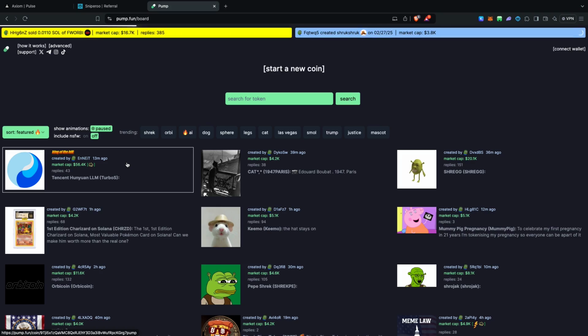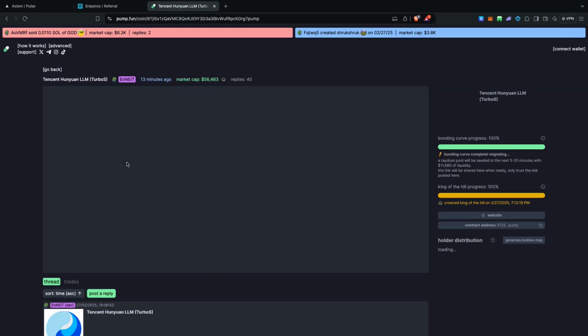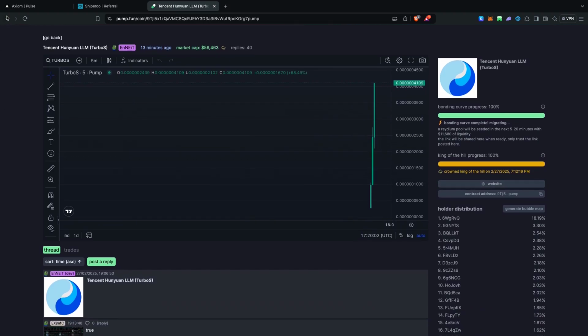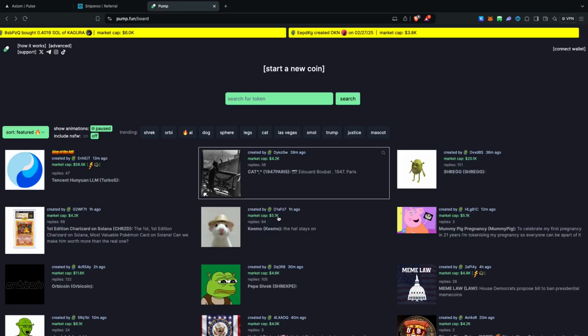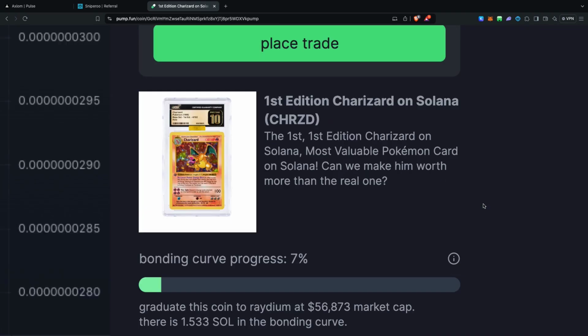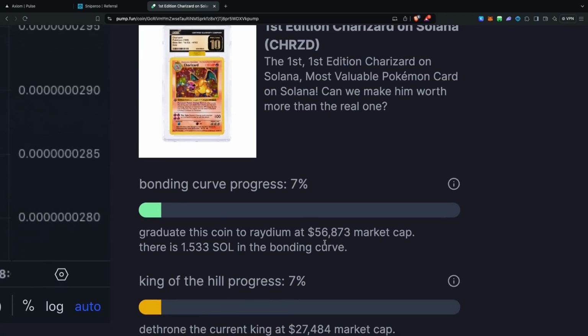What's the market cap before any particular meme coin graduates to Raydium? In this case, it takes around 56,000 US dollars. So this one has already graduated, so let's go back to a non-graduated coin so that you guys can understand what I'm talking about. As of today, for a coin to graduate from Pump Fun to Raydium, it's going to cost around $56,873. So that's roughly around 60,000.